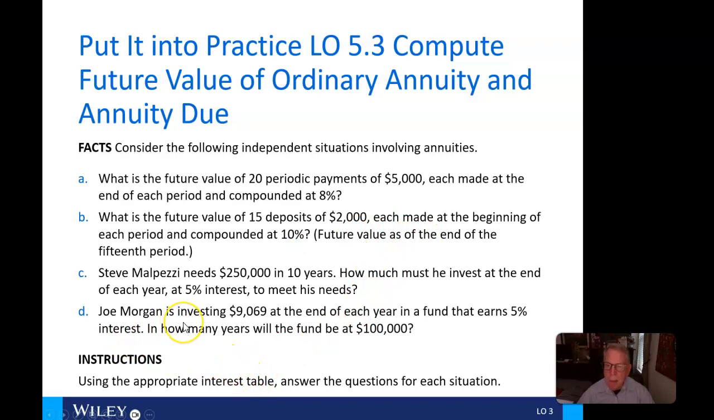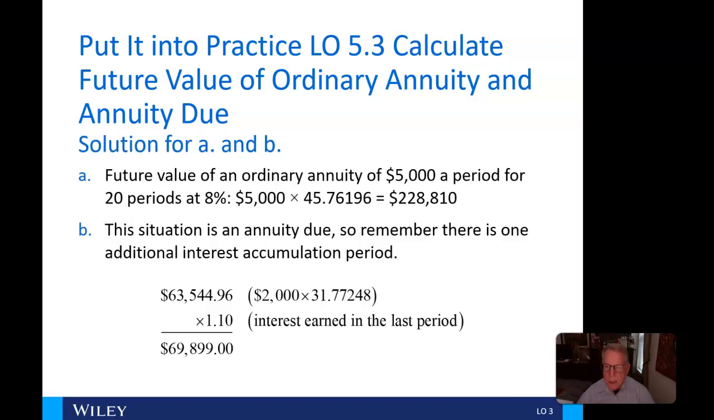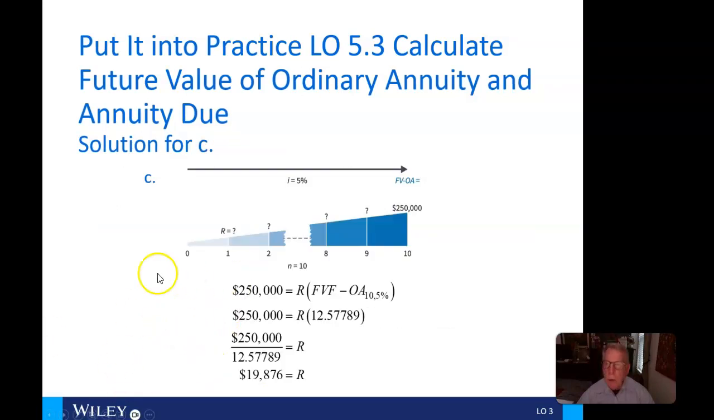Okay, so Steve Malpese needs $250,000 in 10 years. How much must he invest at the end of each year at 5% interest to meet his needs? Well, Steve is going to need to take that $250,000 and divide that through. We have 10 years, 5%, right? And that factor is going to be 12.57789. We'll divide that simply into 250,000. We get 19,876. That's how much he needs to make as a deposit each period.